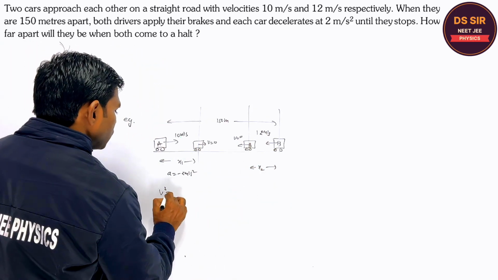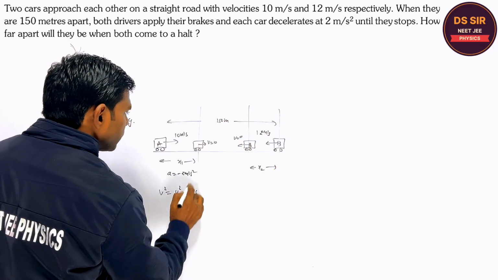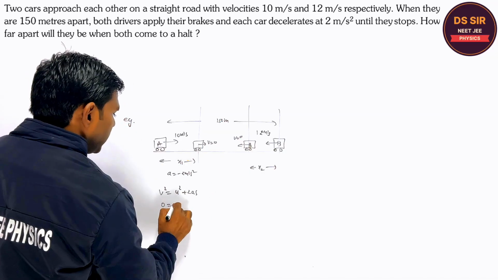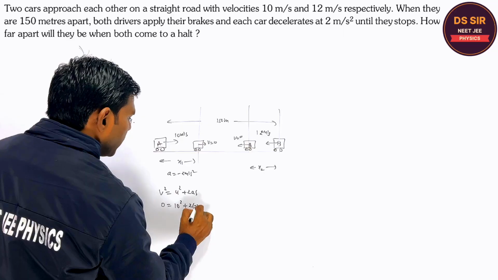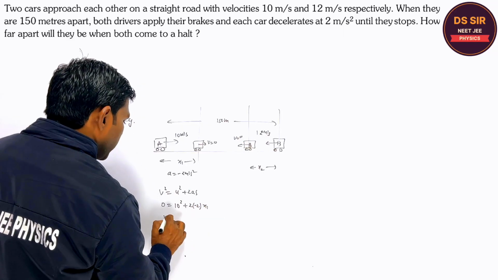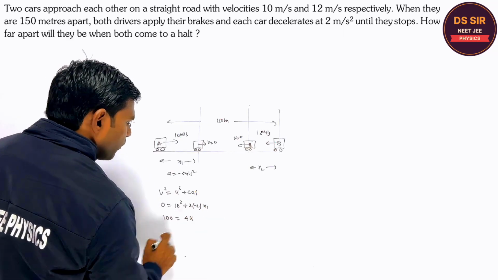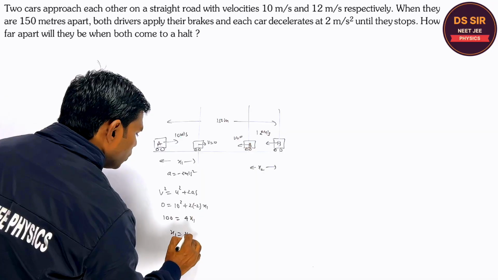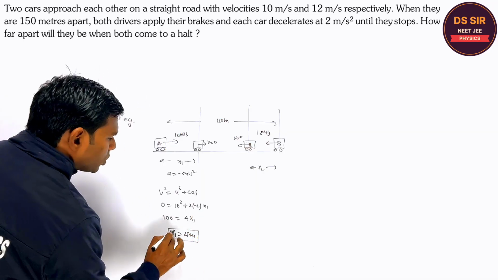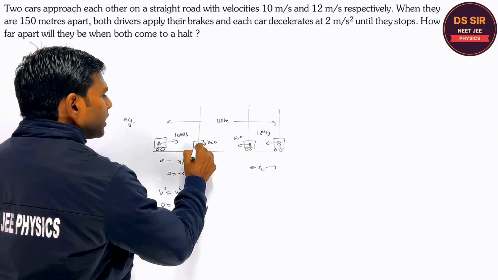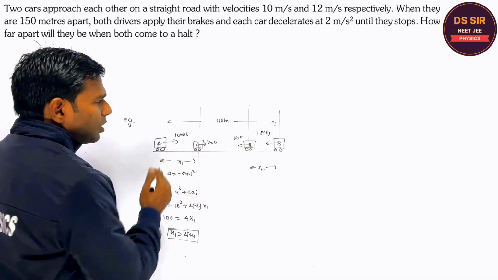Yes. V square is equal to u square plus 2as. Final velocity is 0. The initial is 10 square minus 2 into x1. So 100 is equal to 4x1. x1 is equal to 25 meter. So this is the distance covered by the car A before halt.